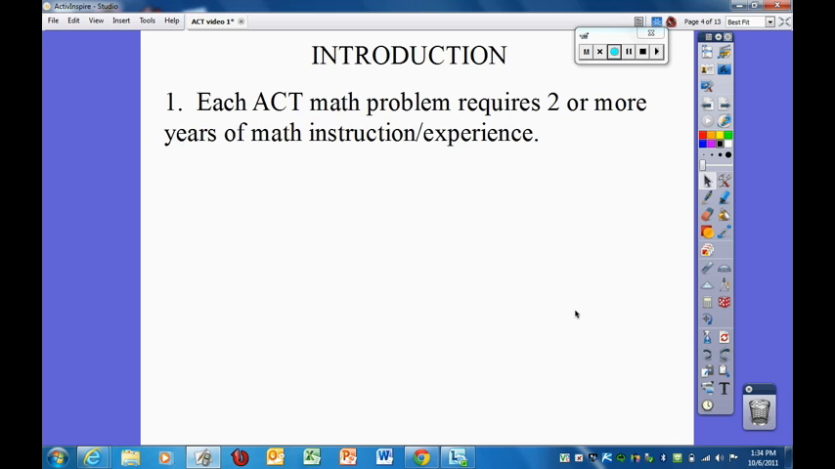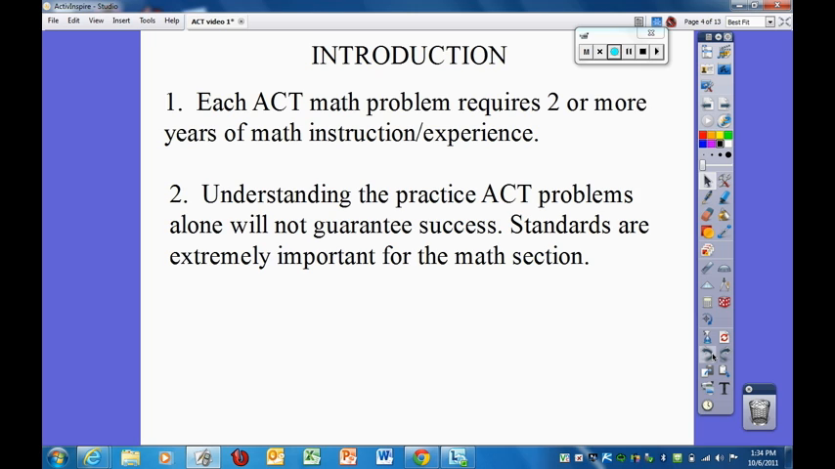Seniors have an advantage because they've had more years of experience in math. The more levels of math that you take through your high school career, the better off you are on the ACT math section. Secondly, just working these problems alone today will not guarantee success on the future Math ACT. So, why are we working them?